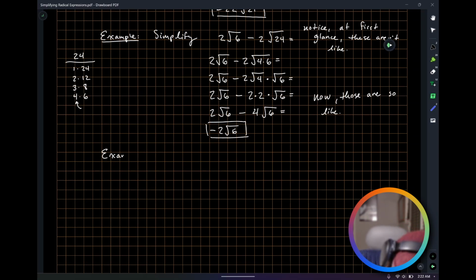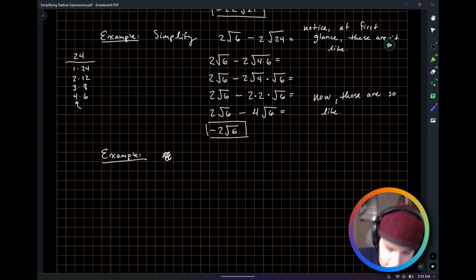Alright, now one more example, where at first glance, things don't quite appear to be like. My eraser's not working. Great. I'm just going to cross that out.